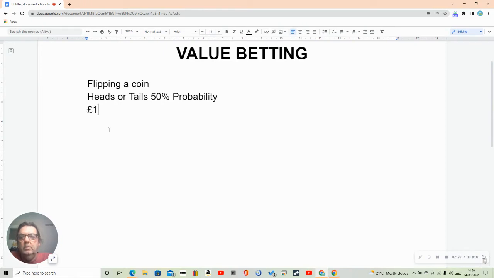If you put £1 on heads and it came in heads, you'd get your £1 plus your £1, so you get £2 back and you get £1 profit. If you put £1 on heads and the outcome was tails, you'd get nothing back. You'd lose your stake basically. So you've got a £1 loss.